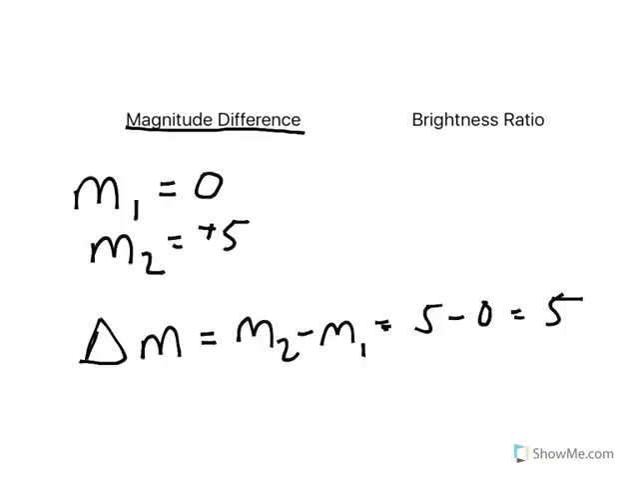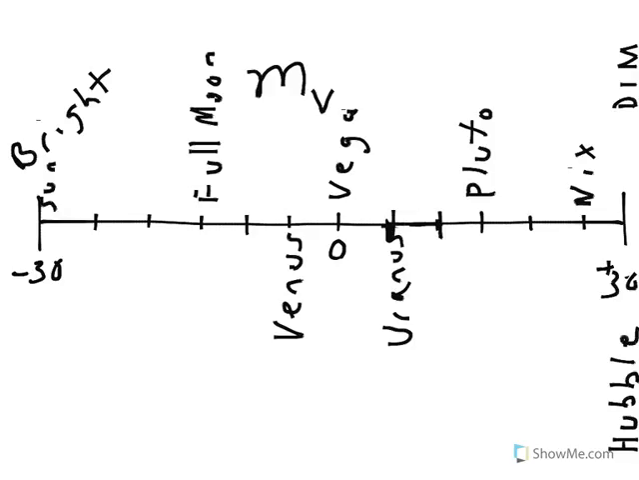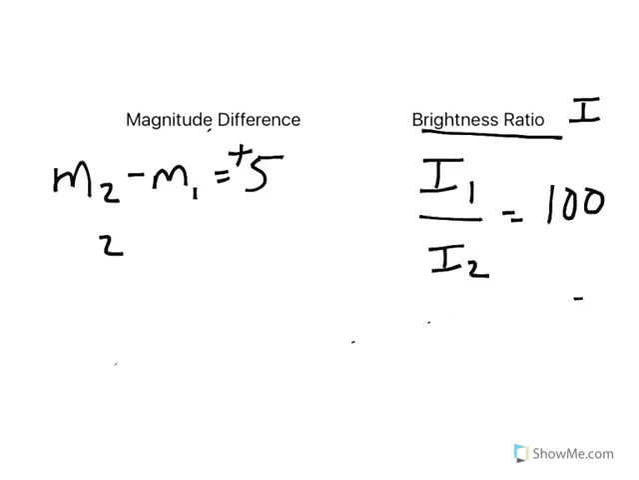Well, what about the brightness ratio? So let's erase all of that, and let's go look at the brightness ratio. Object 2 is +5, is Uranus.